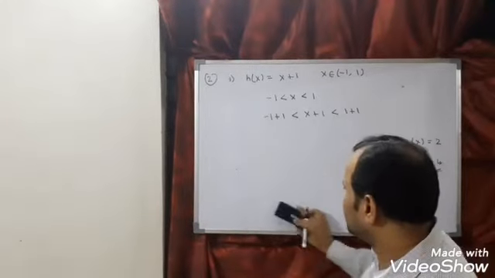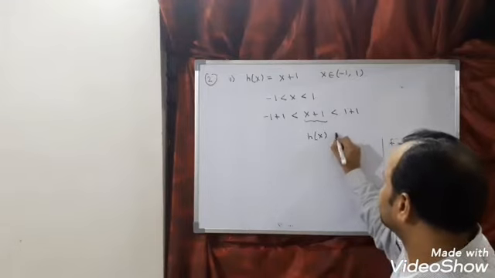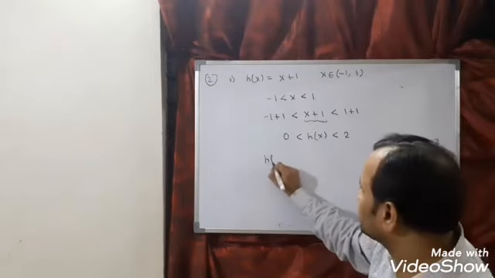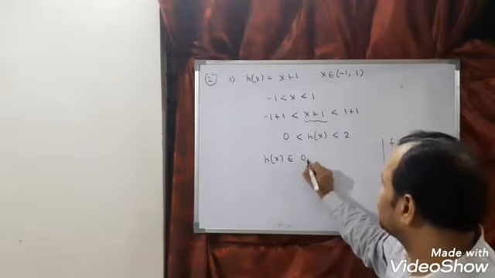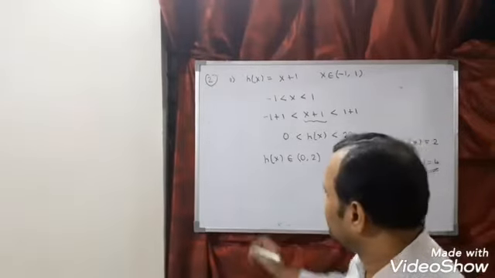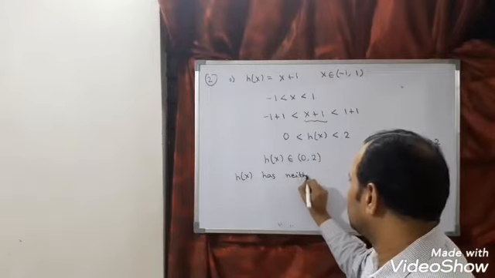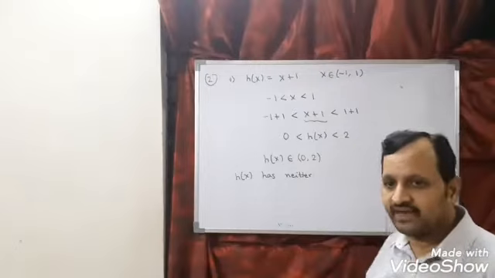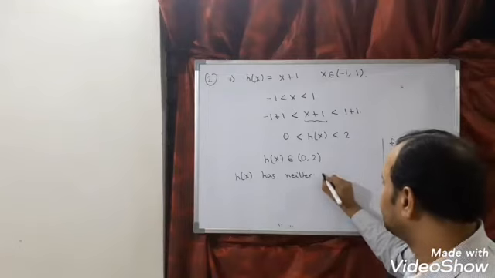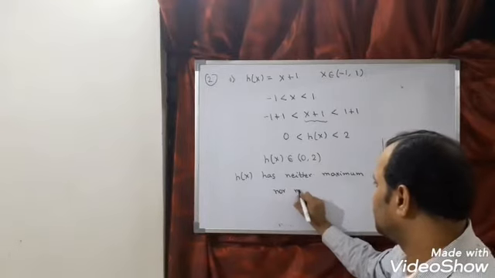Now tell me, this is equal to what? X plus 1 is nothing but, can I say h of x? So h of x is less than 2 and greater than 0. That means I can say h of x lies between 0 to 2. The question is, find the maximum and minimum value. So I can say h of x has neither maximum nor minimum. Here we got a range or interval. So h of x has neither maximum nor minimum.